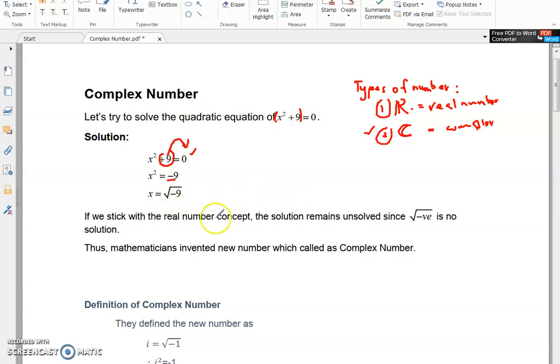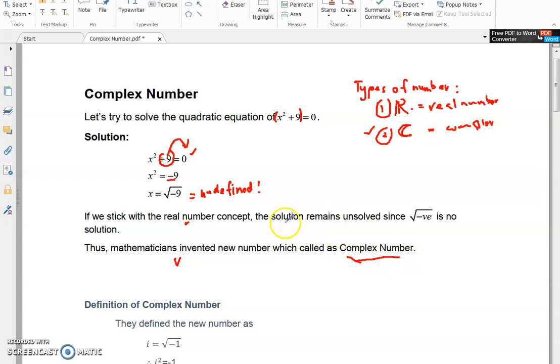If you deal with the concept of real numbers and press your calculator, the answer will be undefined. So you just write undefined as the final answer. In order for us to get an answer for it, mathematicians invented a new category of number, which we call a complex number.